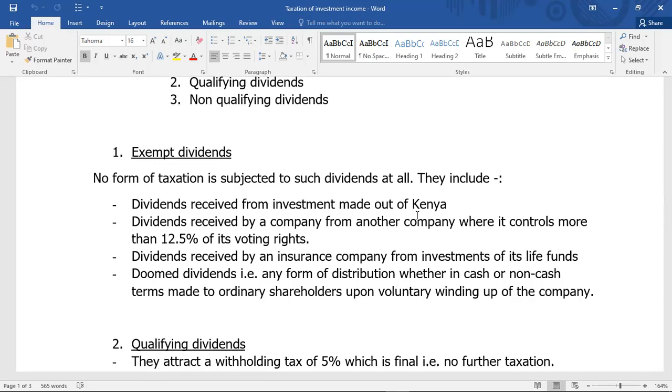It means you have to be looking at the dividends, and you can see there is an area where we were dealing with subsidiary companies, where you find that the company is controlling more than 50%. So in this case, already we know those are exempt dividends. They are not subjected to further taxation.